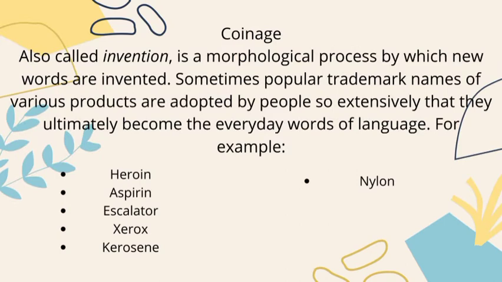Number 7 is coinage, also called invention, a morphological process by which new words are invented. Sometimes, popular trademark names of various brands are adopted by people so extensively that they ultimately become the everyday words of the language. For example, heroin, aspirin, escalator, Xerox, kerosene, nylon, Band-Aid, Vaseline, margarine, and Videotech.